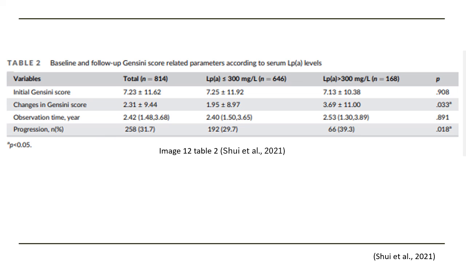The results showed that there was more of a rise in Agatston score, meaning more disease progression, in the group with the higher amount of lipoprotein A. That was the group with above 300 milligrams per liter. This shows that there is indeed a positive correlation between lipoprotein A levels and progression of coronary artery disease.